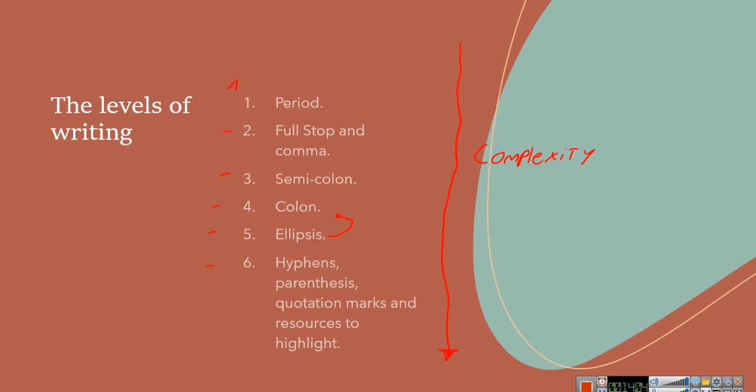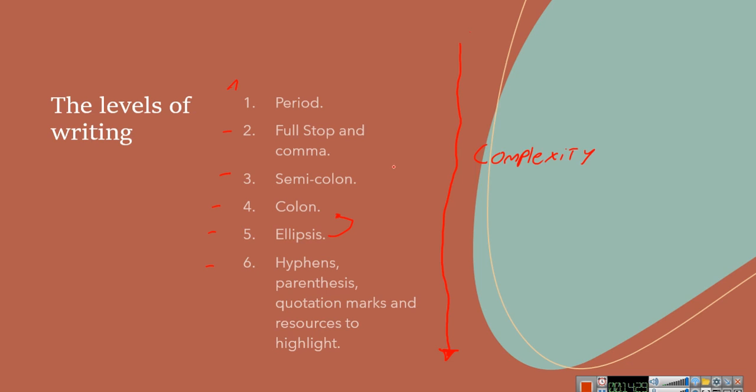Then we have the full stop and the comma. The full stop, we use it when we finish talking about a topic. We use the full stop at the end of a paragraph. Again, I'm pretty sure you're quite accustomed to this. But the comma, on the other hand, is quite complex to use, and we're going to talk about all of the uses that it has.